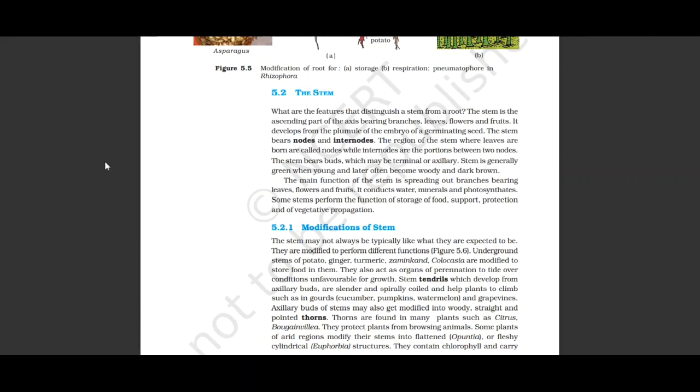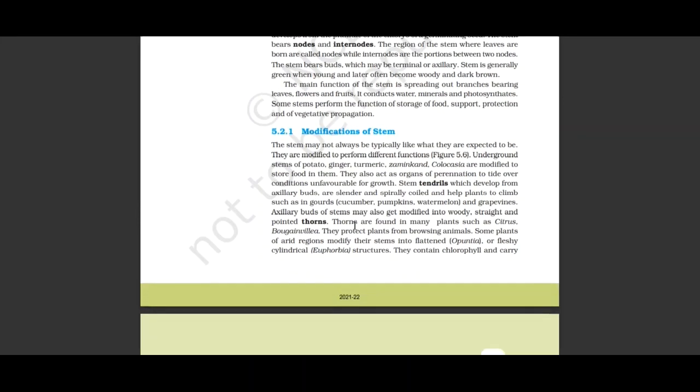Stem is generally green when young and later often becomes woody and dark brown. The main function of the stem is spreading out branches bearing leaves, flowers and fruit. It conducts water, minerals and photosynthates. Some stems perform the function of storage of food, support, protection and of vegetative propagation.